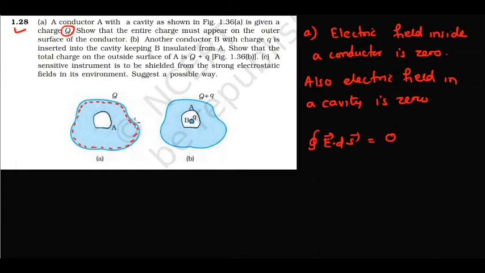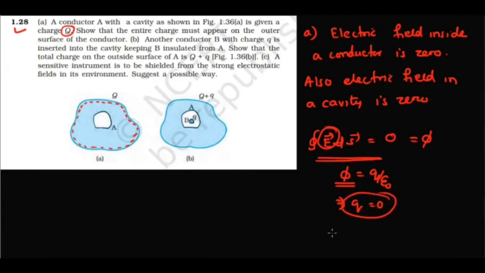Because inside the conductor electric field is 0, and that's why the surface integral of electric field will be 0, because E is 0. And we know that this is nothing but the electric flux. So electric flux is 0, and we know that phi equals Q by epsilon naught, the total charge enclosed by the surface divided by epsilon naught. Since electric flux is 0, that implies Q is also 0.